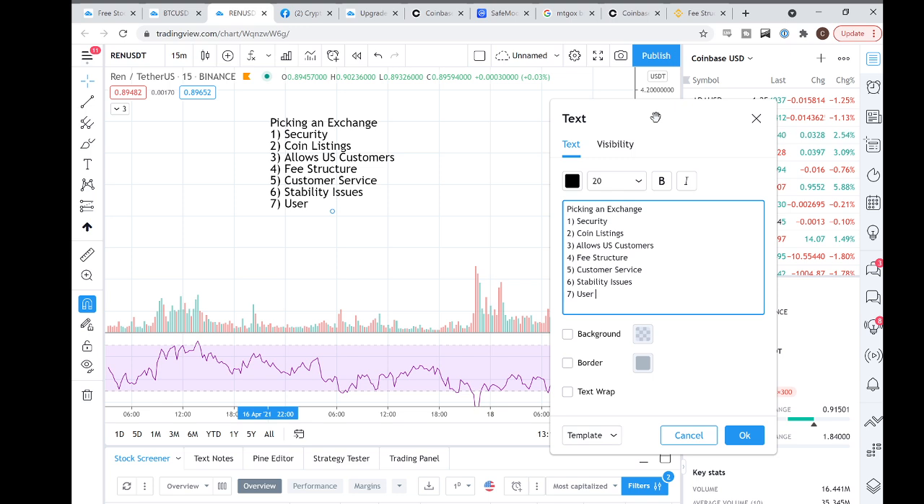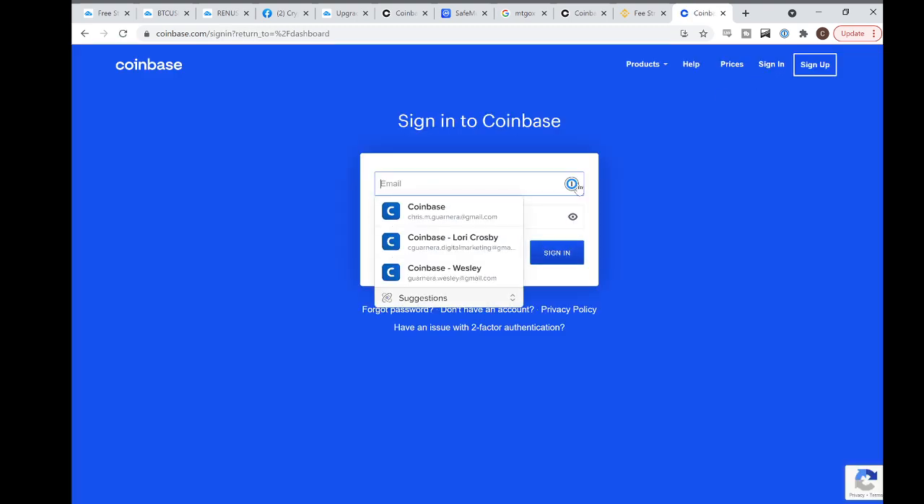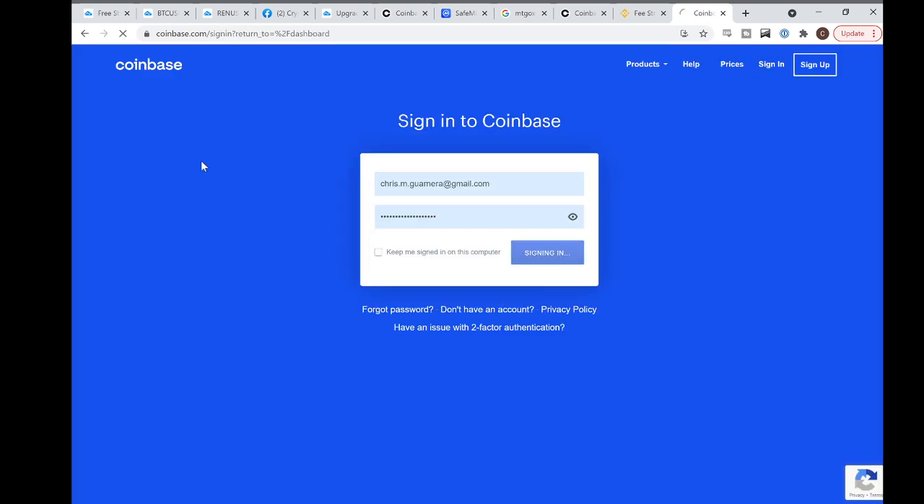Next one's user interface. I'm going to talk about Coinbase again. Coinbase is known as the place where all brand new people go and buy crypto. Why? Because their interface is extremely easy. If you go to Coinbase.com, that's fine. You log in.